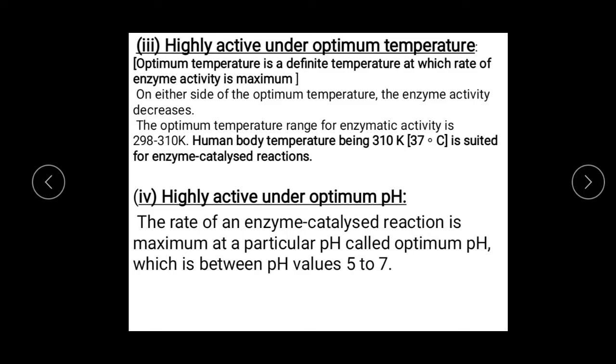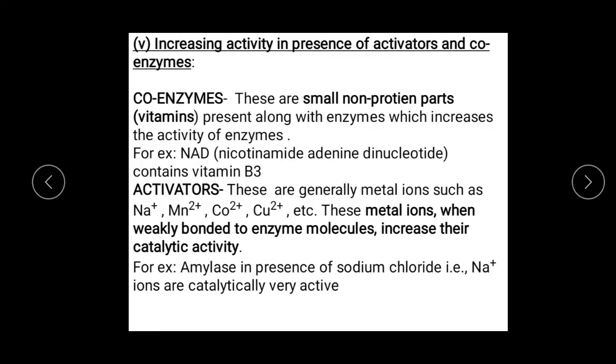Now, highly active under optimum pH. Like optimum temperature, we have optimum pH and the values are from 5 to 7, and under this pH the activity of enzyme is very high. Then there are substances known as coenzyme and activators which increase the activity of an enzyme. Now we will take a quick look at what are coenzymes and what are activators.